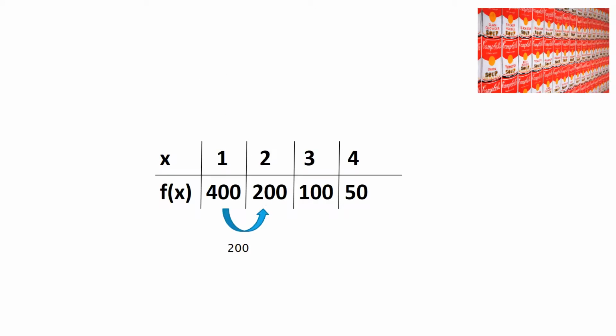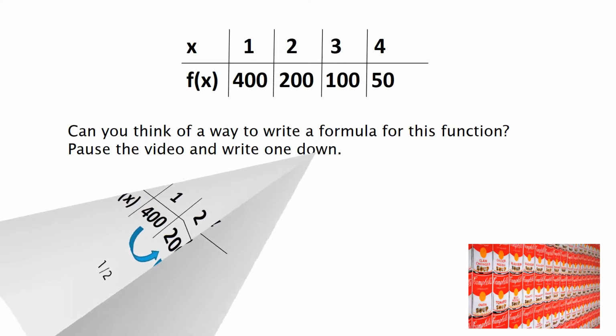If we look from first term to second term, we see a difference of 200. But going through the table, that doesn't work. Let's try a ratio instead. From 400 to 200 is 1/2, and that continues through the table. So we know we have a ratio of 1/2 in our function.